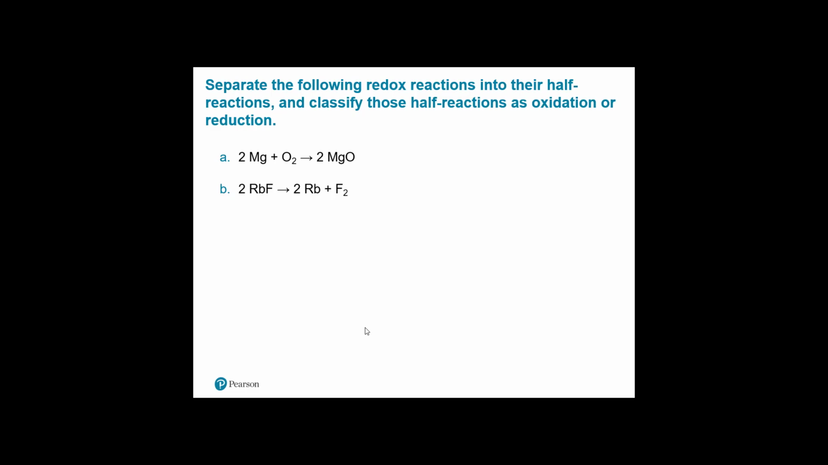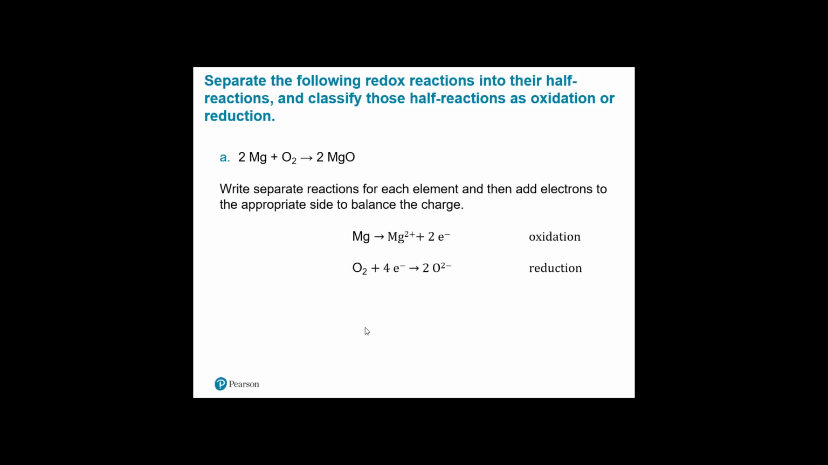Separate the following redox reactions into half reactions. So the first thing you have to understand is how to pull these apart. And when you don't know how to pull them apart, it's kind of, I don't want to say scary, but it's intimidating. So let's look at the first one. You have one reaction, but you have to pull it apart, and it's okay to pull it apart to figure out which is the oxidation and which is the reduction.